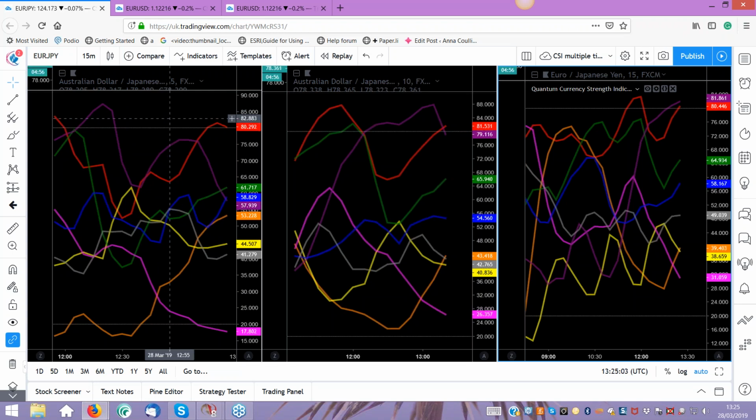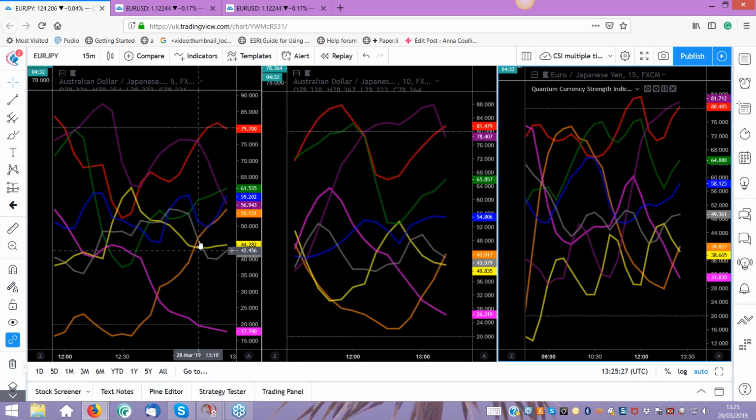The nice thing with it is that you can just run it on the browser. You just log in and run the indicators on the browser. We haven't got all the indicators on Trading View because the script is not powerful enough, but we've certainly got the CSI there and a whole bunch of the other ones as well. But this is CSI on multiple time frames. I've got this set to 5-minute on the left, 10-minute in the middle, and 15-minute on the right-hand side.